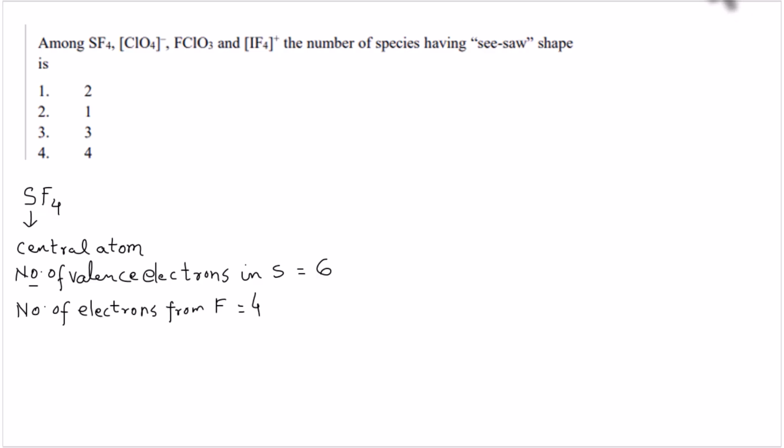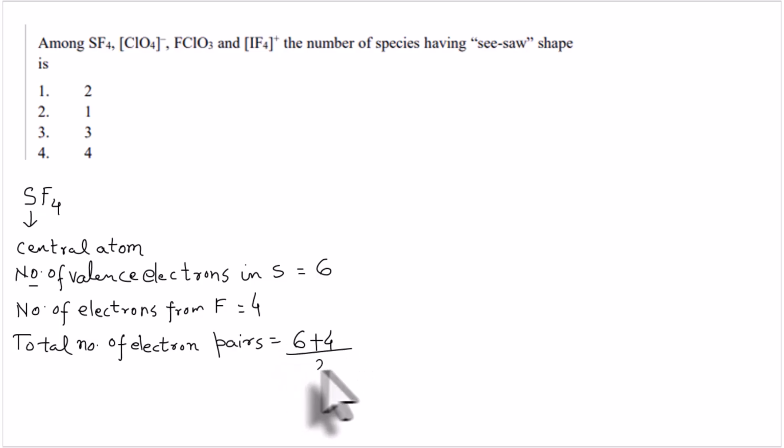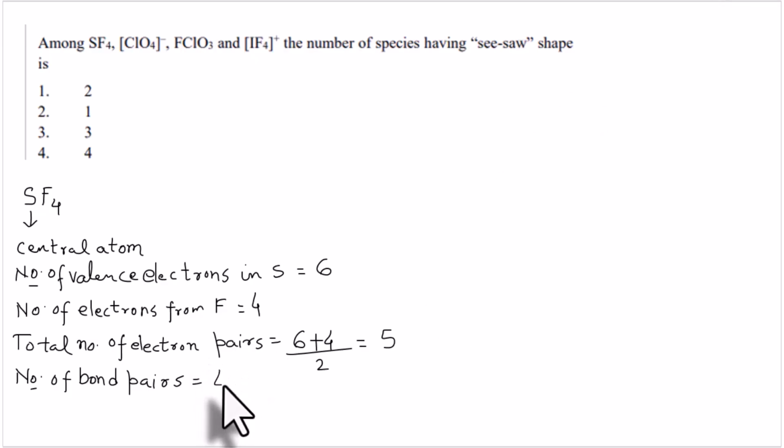And then we find out the total number of electron pairs. So total number of electron pairs will be 6 plus 4 divided by 2, that is 5 electron pairs. And then how many bond pairs are there? So sulfur is bonded to 4 fluorine atoms, so number of bond pairs will be 4. And then the number of lone pairs. So number of lone pairs will be total number of electron pairs minus the number of bond pairs, which is equal to 1. So we have 1 lone pair.